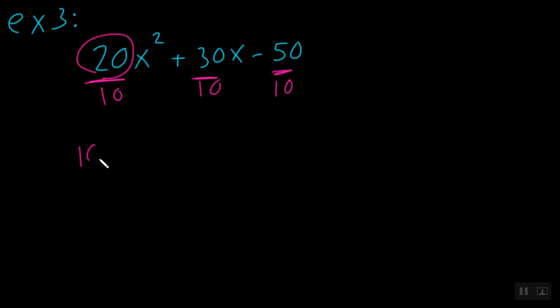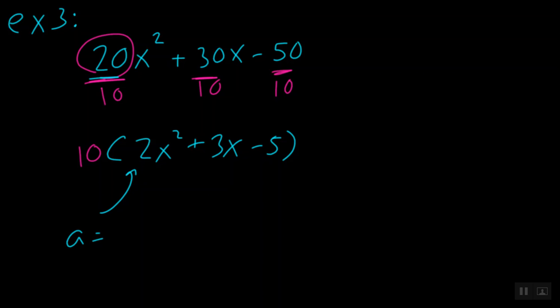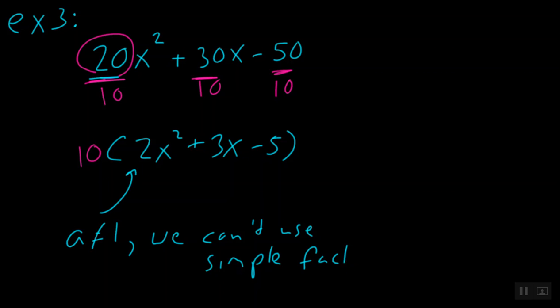So what's this going to look like? Well, we put our 10 and we go through, and 20 divided by 10 will give us 2x squared. 30 divided by 10 will give us 3x, and negative 50 divided by 10 will give us negative 5. Notice here the a term is not equal to 1. So for something like this, the reason I show you this is we can't use simple factoring. And you know what, guys? Sometimes that's okay. We'll just need a new method, which we'll learn in our very next video.